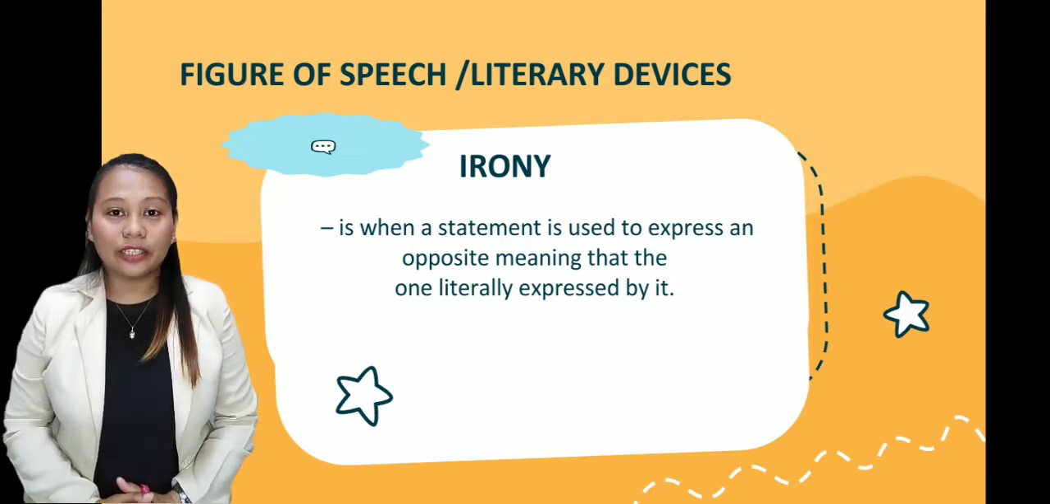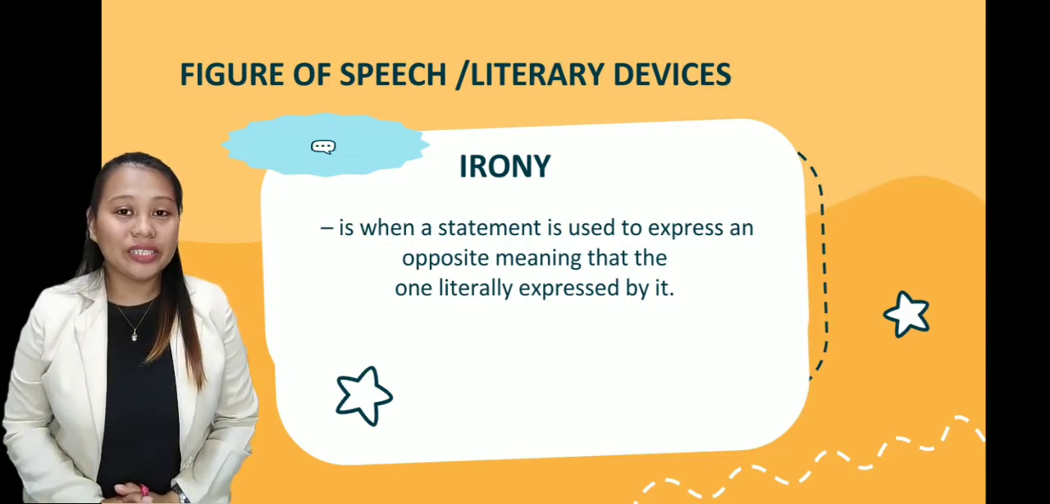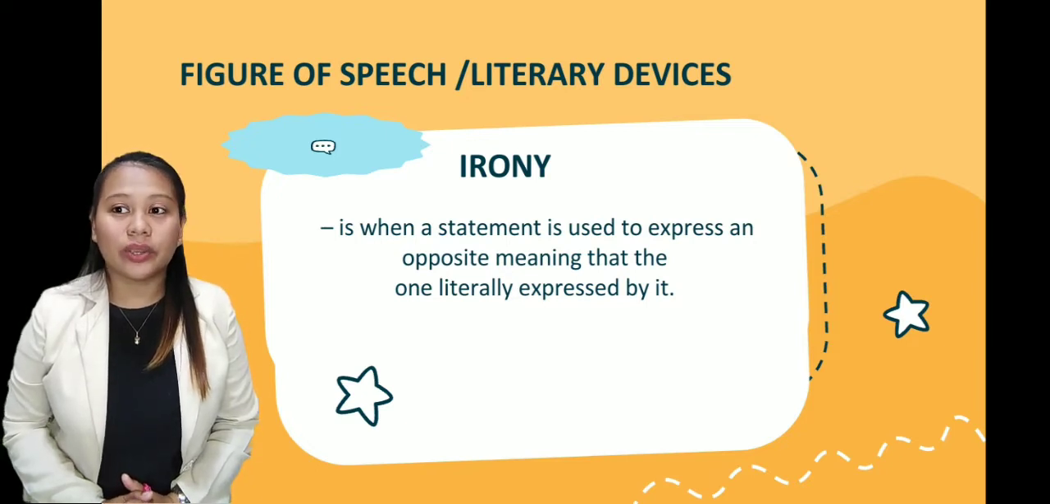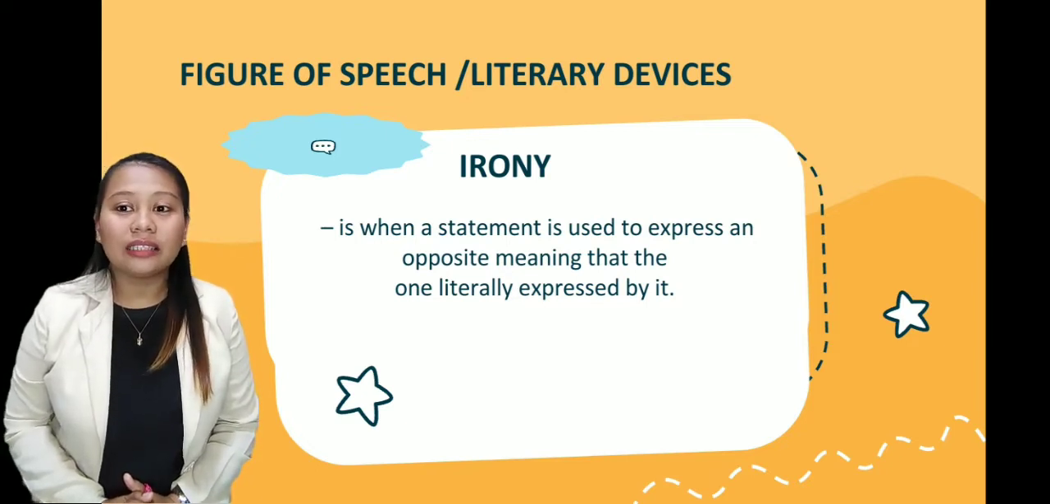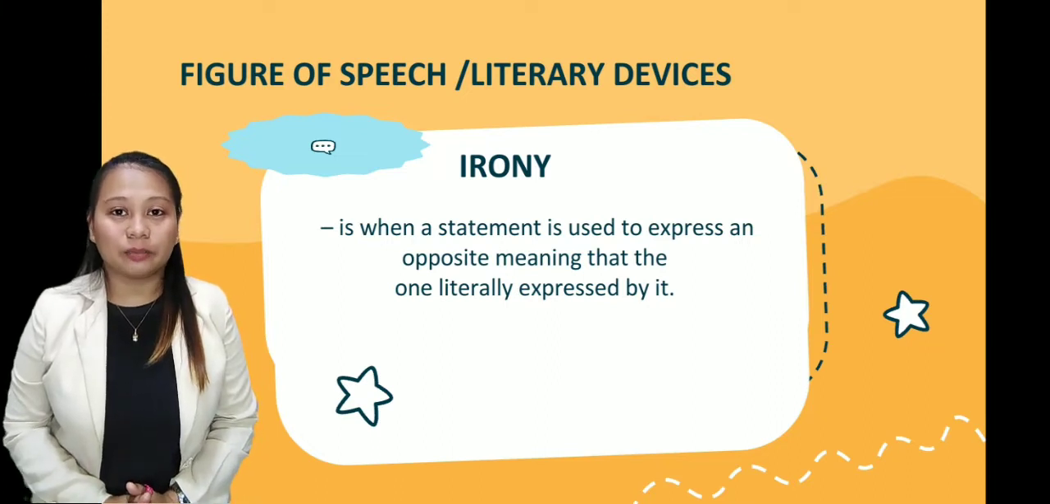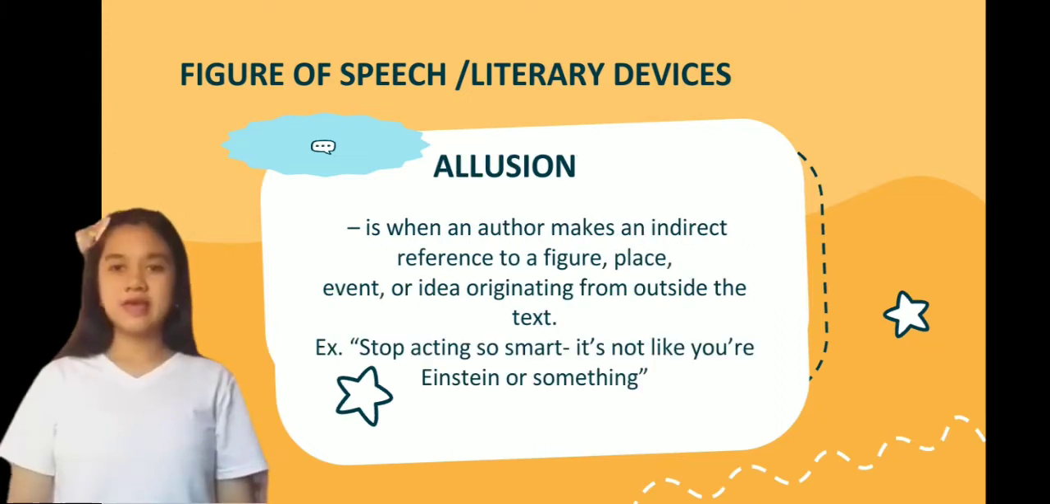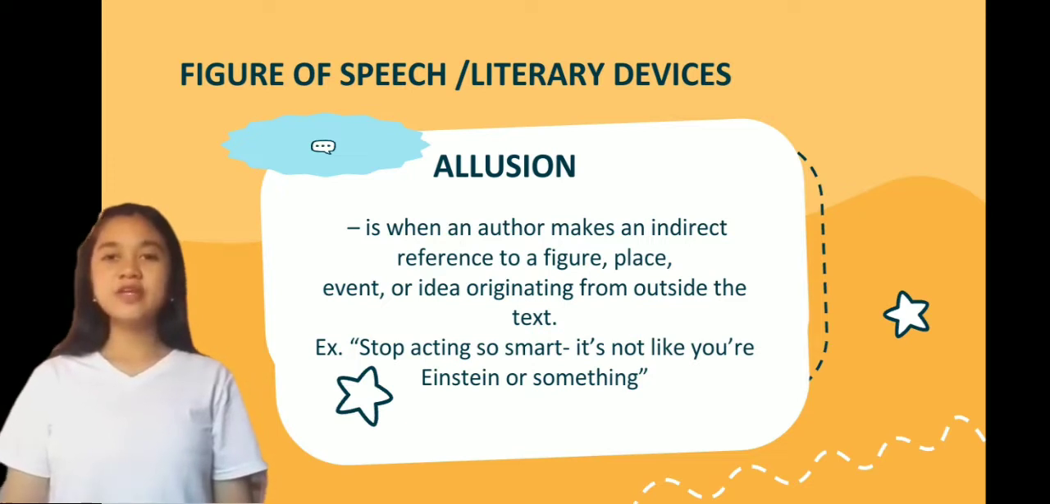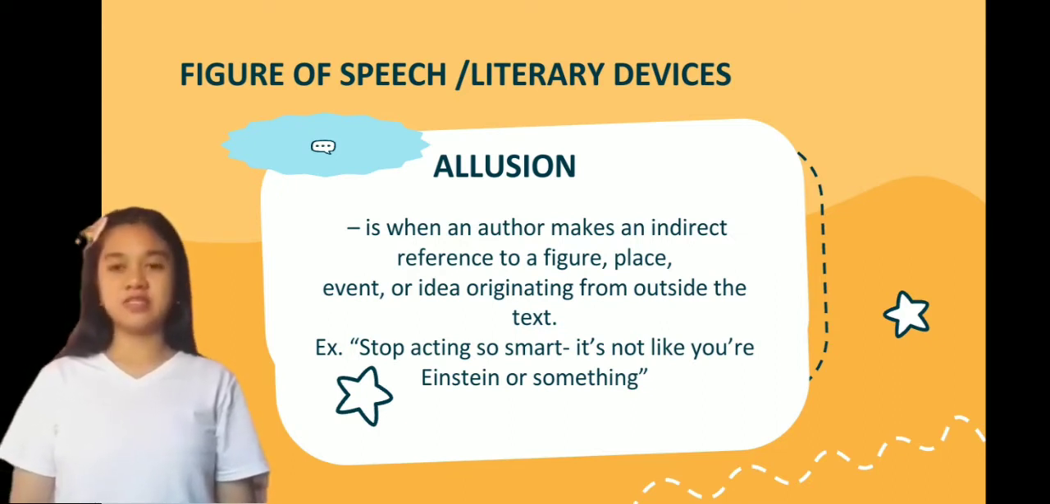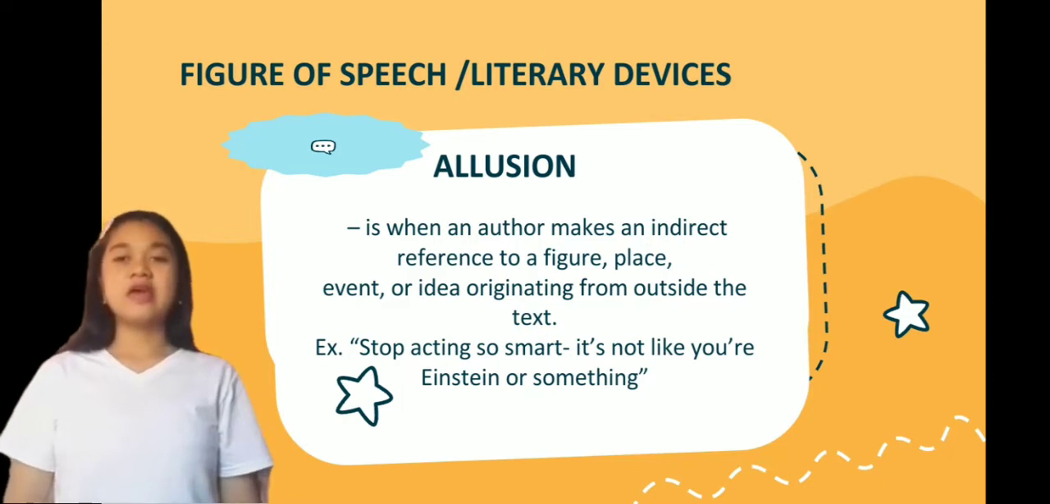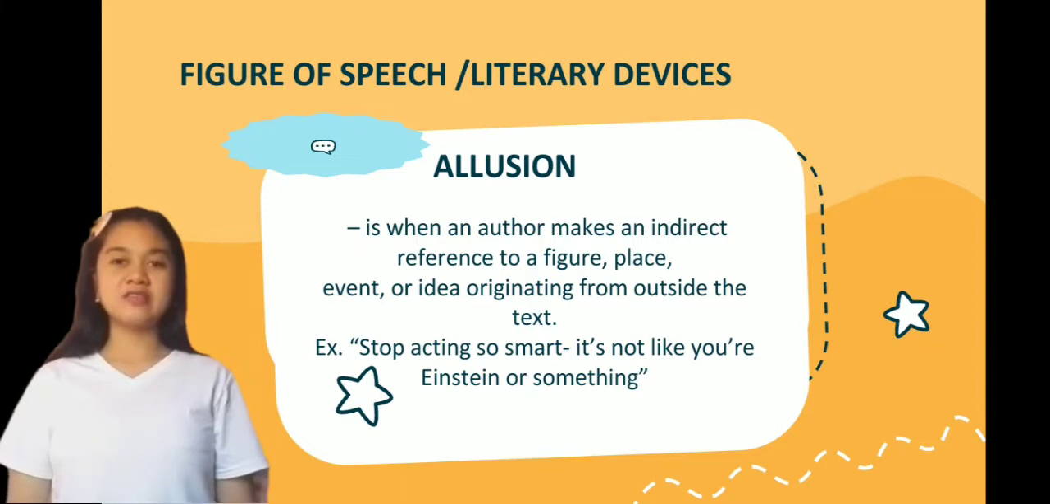Another example that we have is irony. When we say irony, it is when a statement is used to express an opposite meaning from what is literally expressed by it. Allusion is when an author makes an indirect reference to a figure, place, event, or idea originating from outside the text. Example, stop acting so smart. It's not like you're Einstein or something.